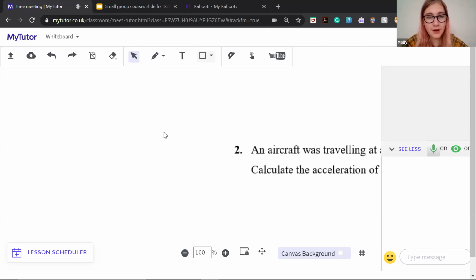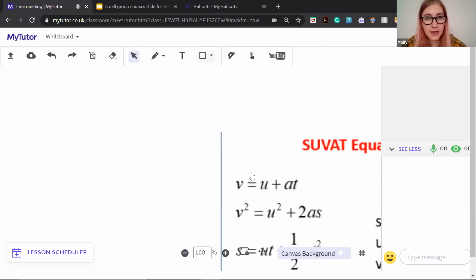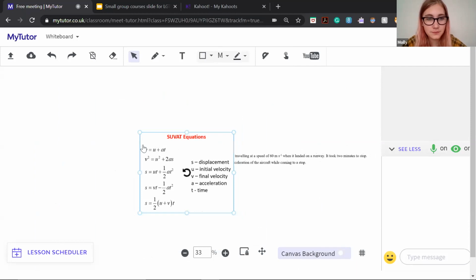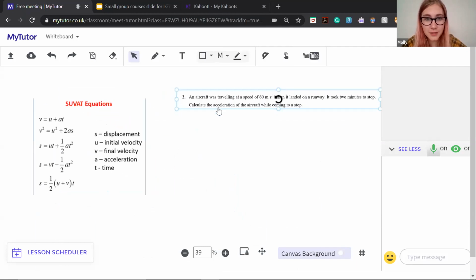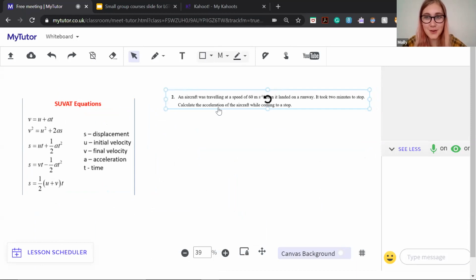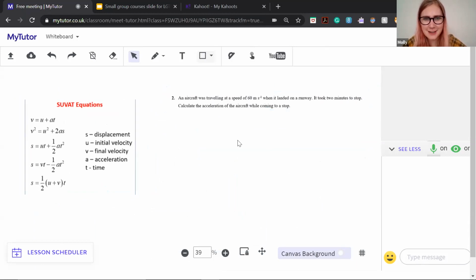So I'll pop the question on there and I'll also pop our SUVAT equations on. I'll always keep these on because I really don't want to make this about memorizing them. No need. I mean, you do if you do physics, and maybe you do for your exams, but regardless, we'll have them here for this lesson. So first of all, what are some of the values? Do we have S, U, V, A, T? Which ones do we have, do you think?